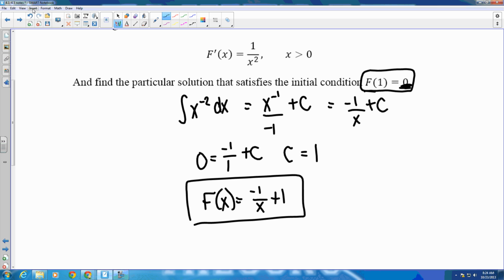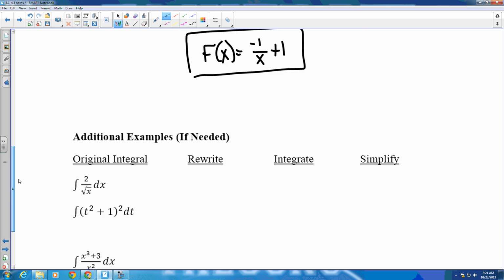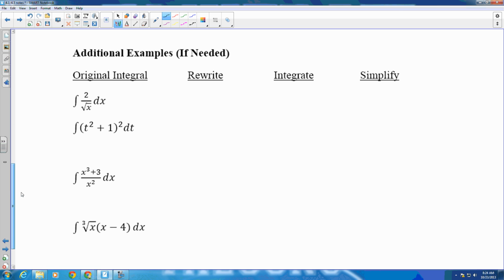Okay, I'm going to do some examples on the bottom here. We would rewrite this one as 2x to the negative 1/2 dx. Take the integral and simplify. Dividing by 1/2 is the same thing as multiplying by 2. So we would have 4x to the 1/2 plus c.